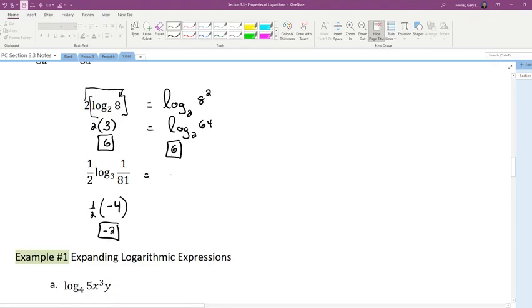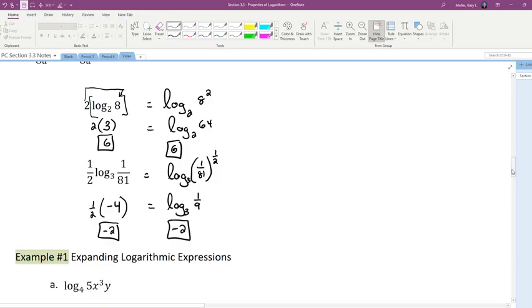Our condensing rule says we can raise this up and make it a power. And what does it mean to take a half root power? We get the square root. So the square root of 1 over 81 is going to be 1/9. This is log base 3. So 3 to what power is 1/9? And the answer is negative 2.